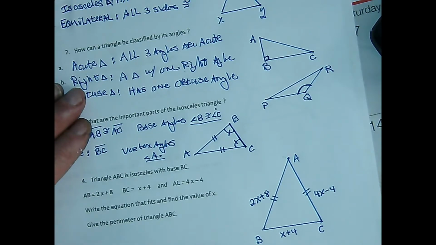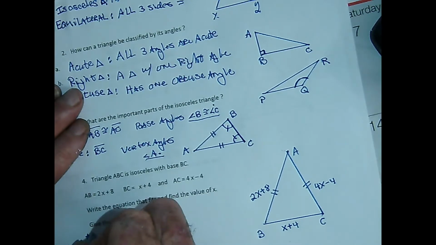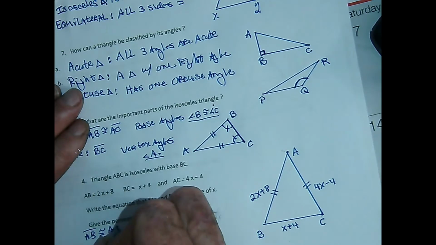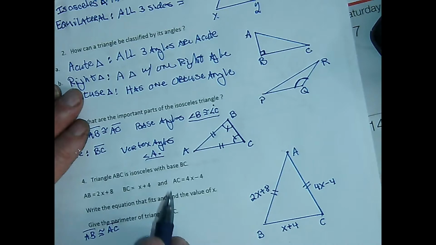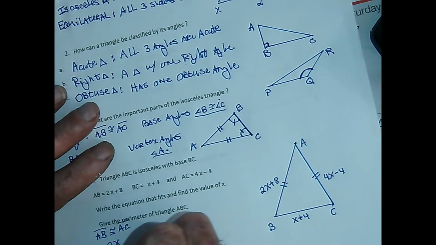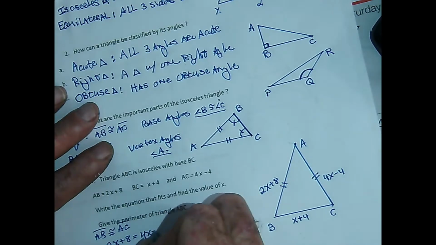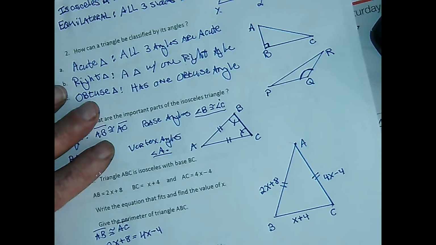It's pretty obvious right away that if these are the legs, then they've got to be congruent. I might even write that AB is congruent with AC, by virtue of this being an isosceles triangle with base BC. And that tells me that 2x plus 8, the measure of AB, must equal the measure of AC, 4x minus 4. And so we could find the value of x this way.